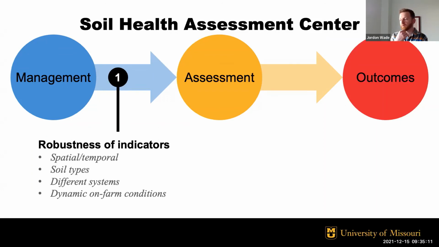figuring out new, faster, cheaper, and more robust indicators. We want to make sure that these indicators are robust over space and time. We want to make sure that you can go out to many different soil types, measure the indicator, and get a reliable assessment of changes in underlying soil health. We also want to do it in different systems. Today, we talked a lot about corn, but of course, there are other crops that are grown, or forages, et cetera. And also, we want to make sure to do it under dynamic on-farm conditions.